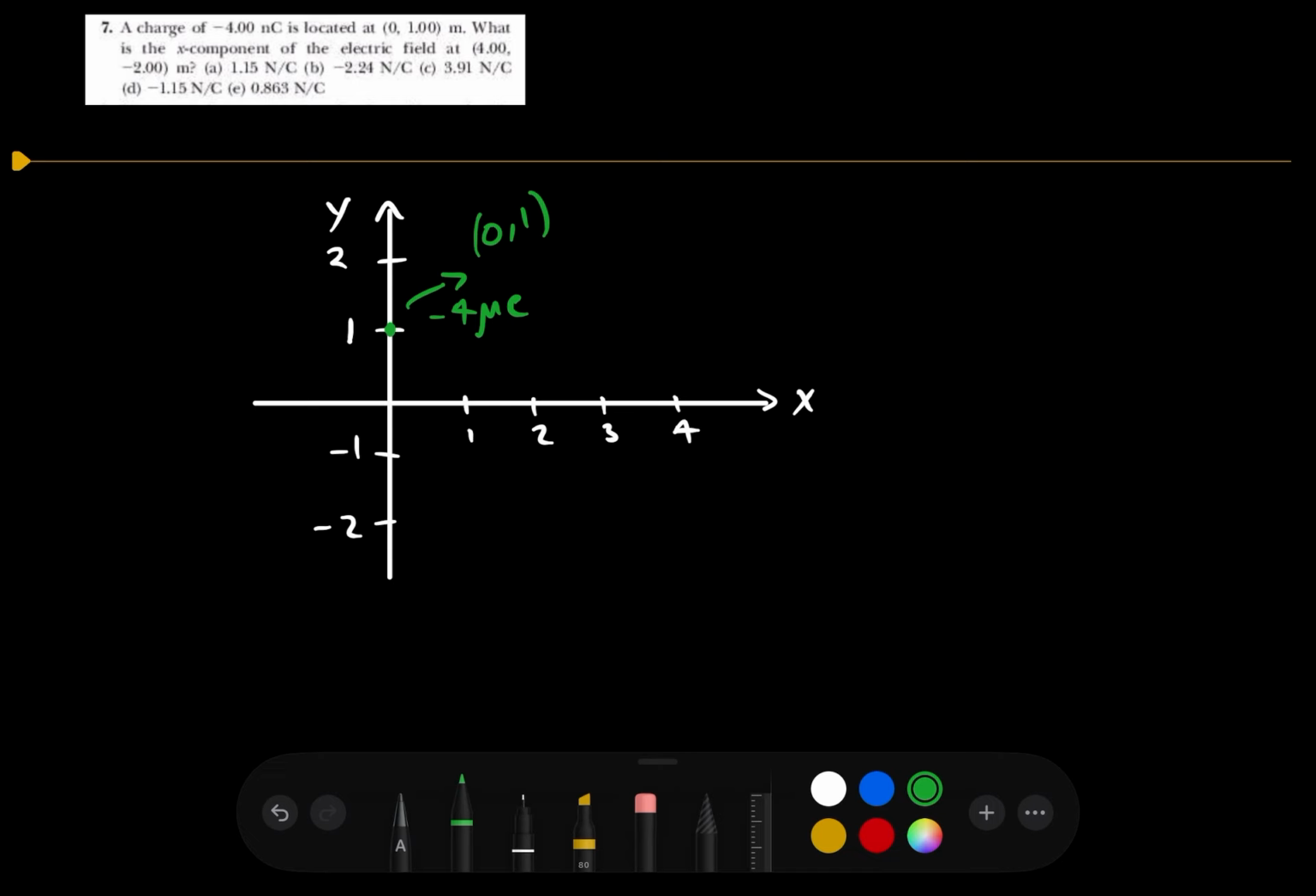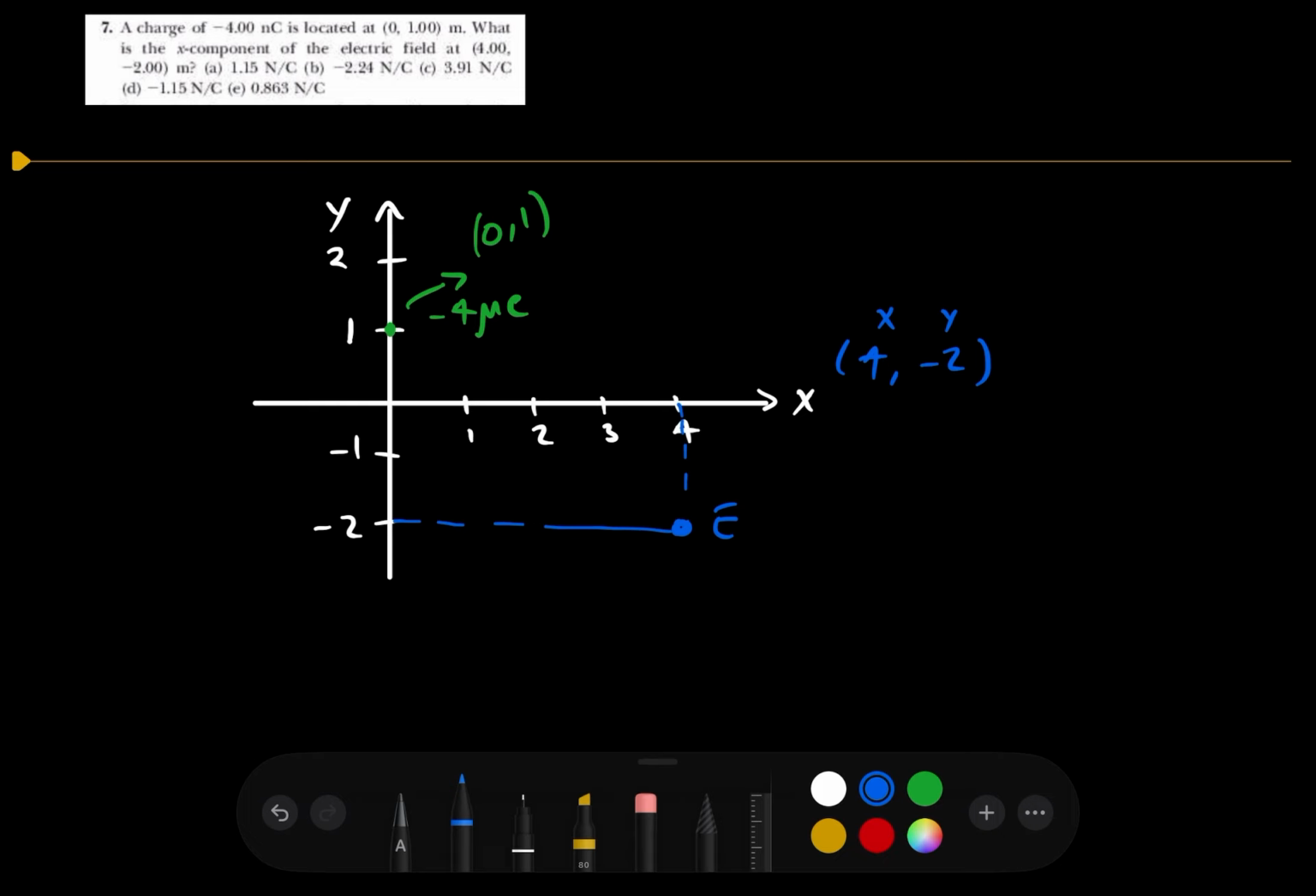They are asking, what is the x component of the electric field at a coordinate position of (4, -2)? So x is 4, y is -2. That would mean we'd have to come here and here. So that would be where we want to find the net electric field. Or actually, sorry, the x component of the electric field. So we would have to find E of x.